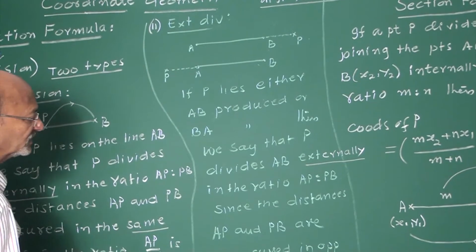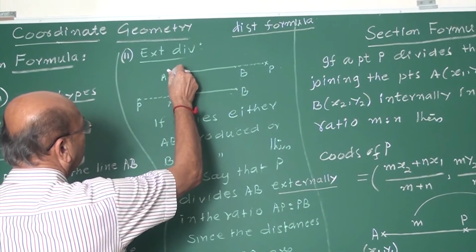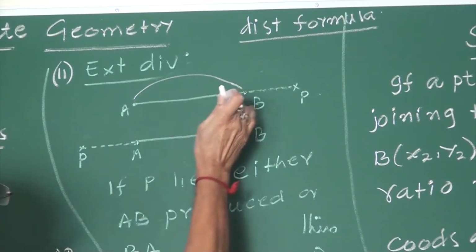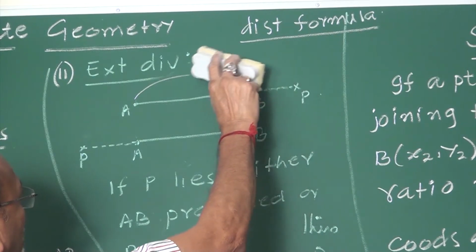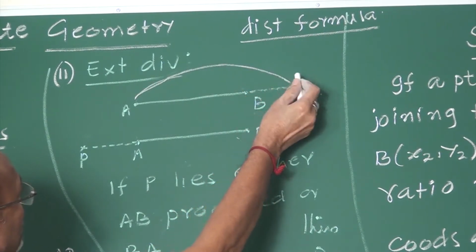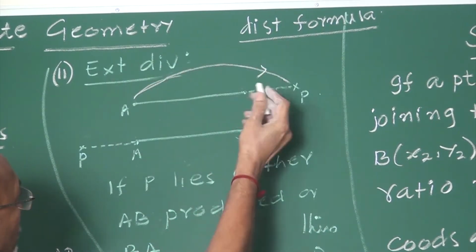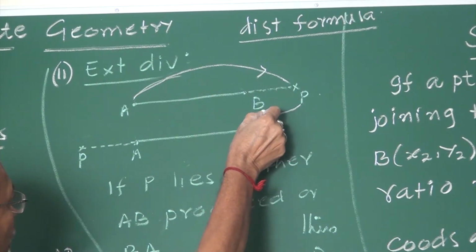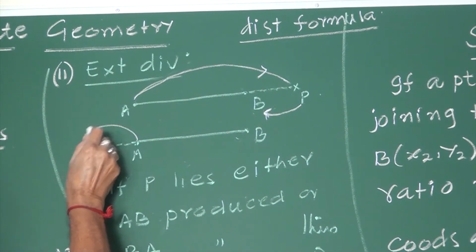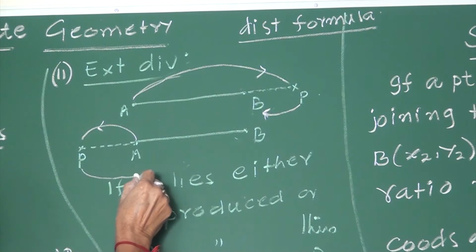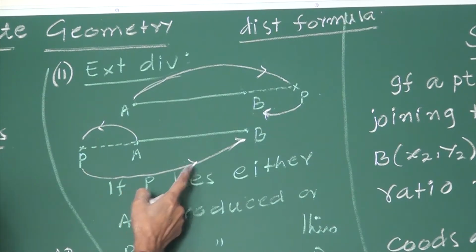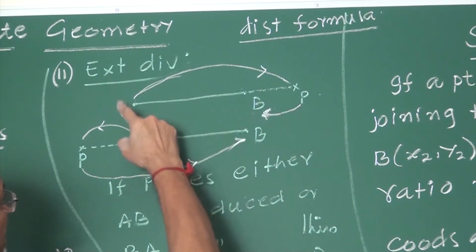Yes, my friends. See the directions now. What about AP and PB? This is AP, the direction from A to P. Next, PB is from P to B. This is AP, and this is PB. See the directions of the lines. Opposite. Here, the opposite direction.